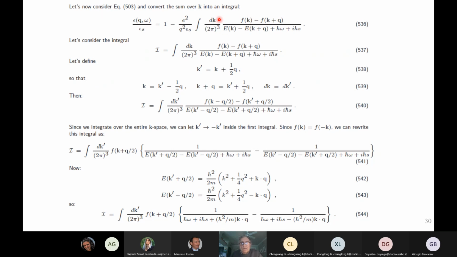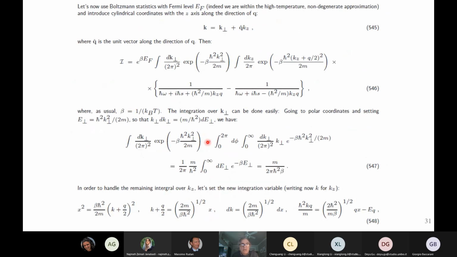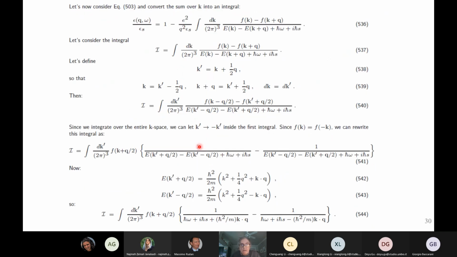So we have to do this integral. This integral can be rewritten by performing some manipulation in a symmetric way. I will not go through all of the details, but eventually you are left always with an integral over k of some integrand which has this little singularity, this little pole. You can do lots of manipulation of this sort, and eventually you end up with an expression of this form, assuming that the f that we have here is a pure exponential. So you are in a non-degenerate limit.